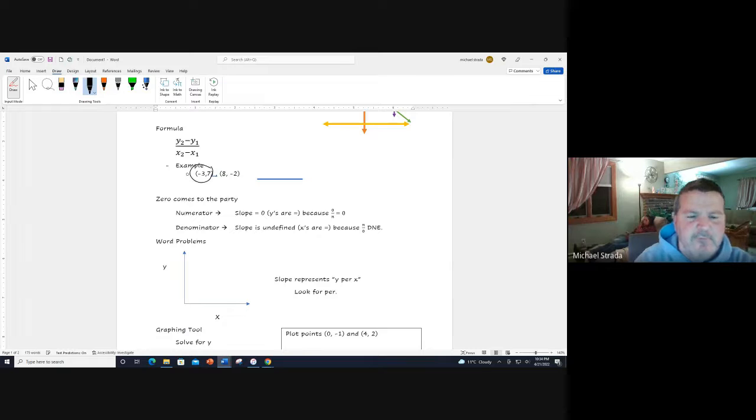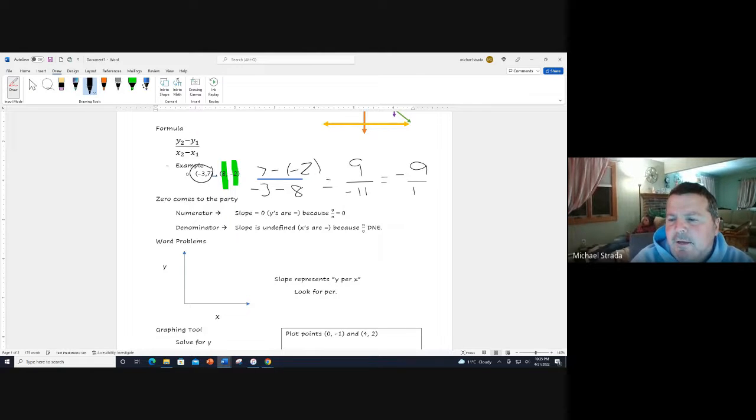So if I pick negative 3, 7, I would tell you to put the 7 there because that's the y, and the negative 3 down there. Automatically put in minus signs. And then you pick your second point, which is 8, negative 2. So the y coordinate there is the negative 2, and the x coordinate is 8. Now it's just order of operations. 7 minus negative 2 turns into 7 plus 2, which is 9. Negative 3 minus 8 is negative 11. So our final answer is negative 9 over 11.